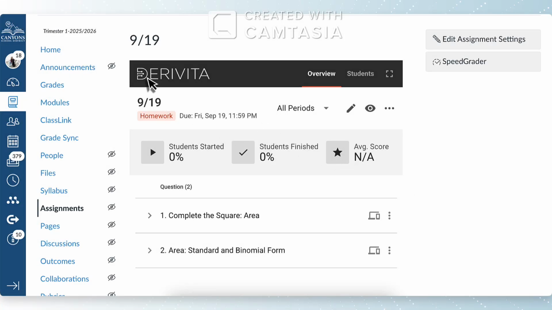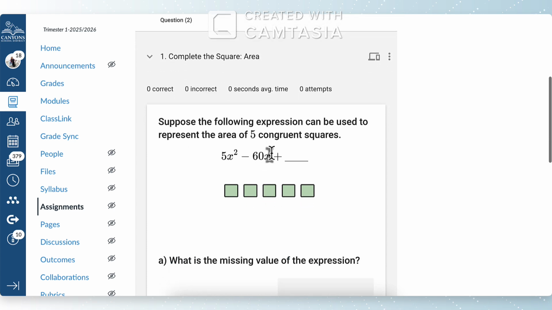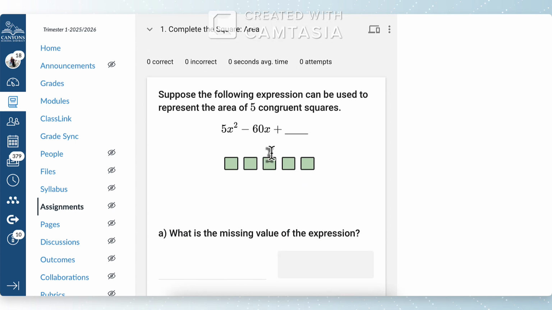All right, here's one last little quick video for the week if you need help with this starter. So, if we had to complete the square in terms of area, and we were trying to figure out our missing expression, we have to think about how we would make the area of 5 congruent squares, or whatever your number is in your problem.